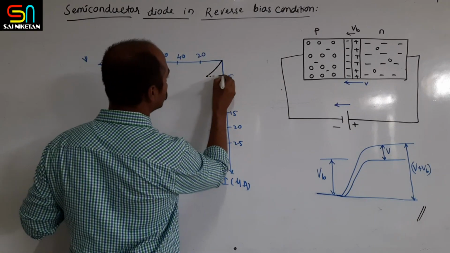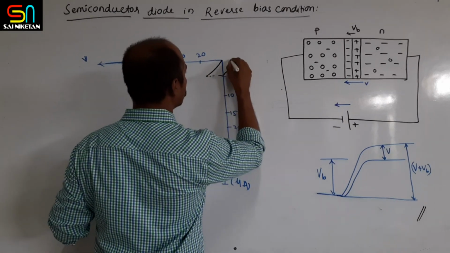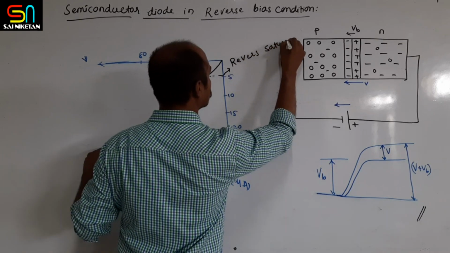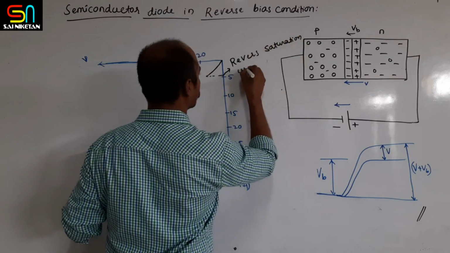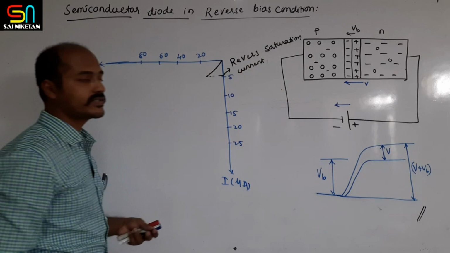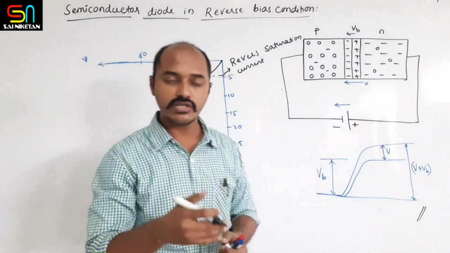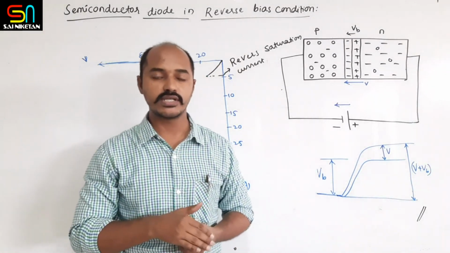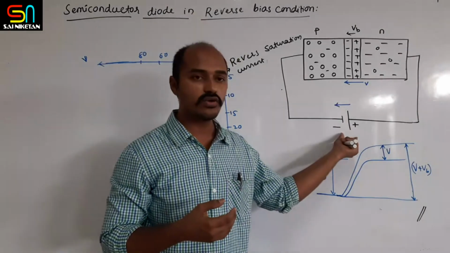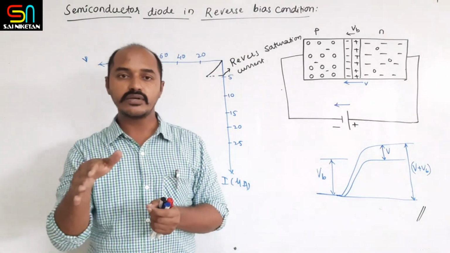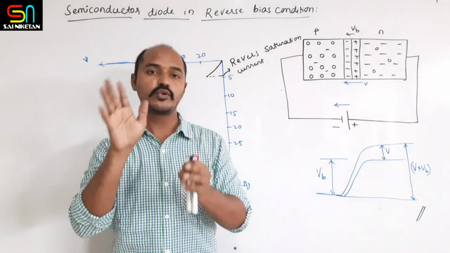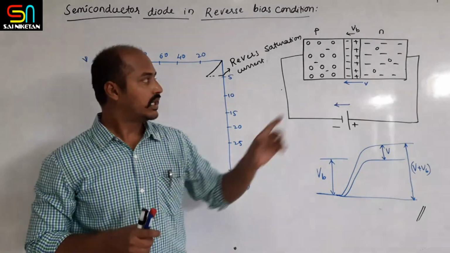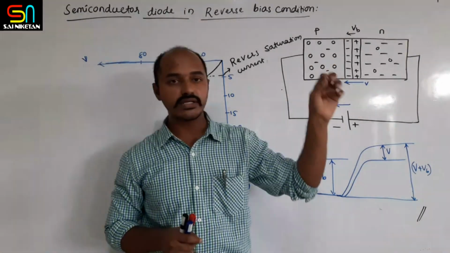I will mark a point here and name it reverse saturation current. Once this reverse saturation current is set, it remains constant up to a certain voltage. As the voltage, the external voltage, goes on increasing, the reverse saturation current remains the same up to a certain voltage. Why is it so? Because the number of minority charge carriers is limited.